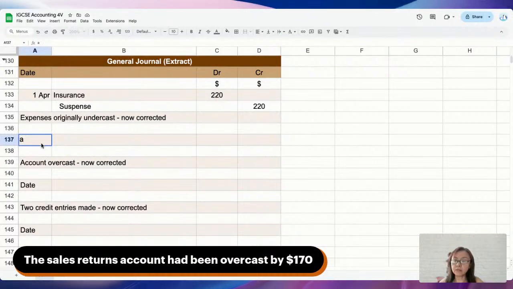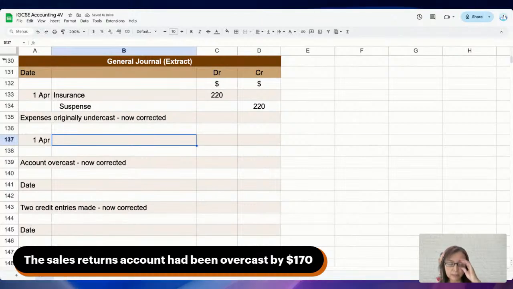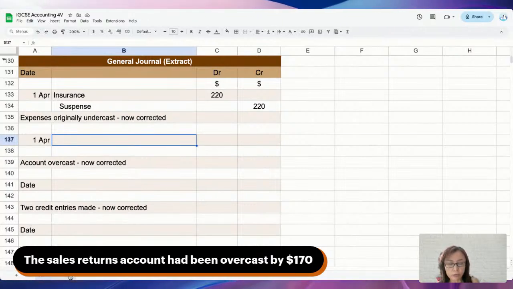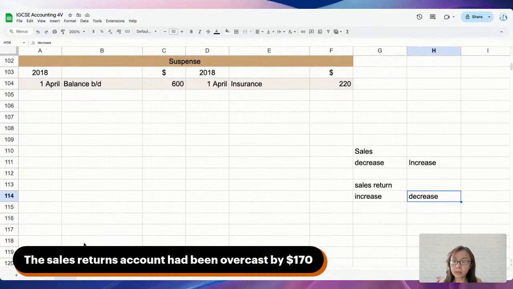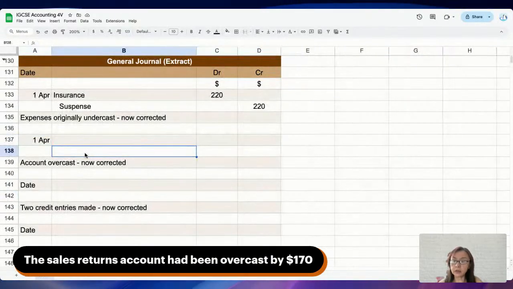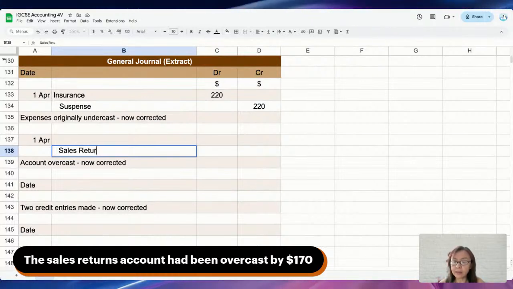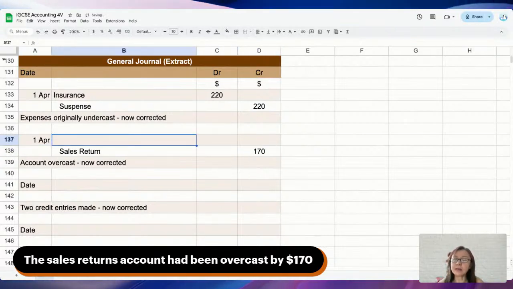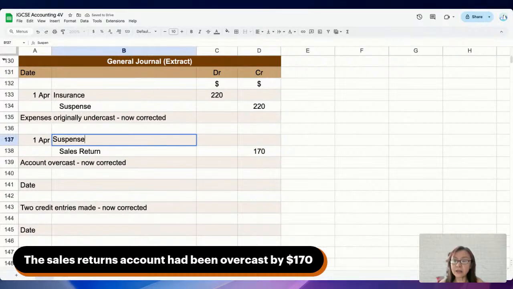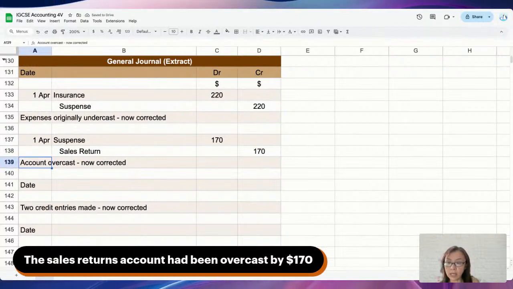Let's say this is again 1st of April. All right, just now we said that in order to decrease the sales return, we need to credit it. Okay, so we need to credit it. Then we go to here. We know that we need to debit it. Sales return, okay, 170. And debit what? Debit suspense account lah. So this is 170, and the narration is account overcast, now corrected.